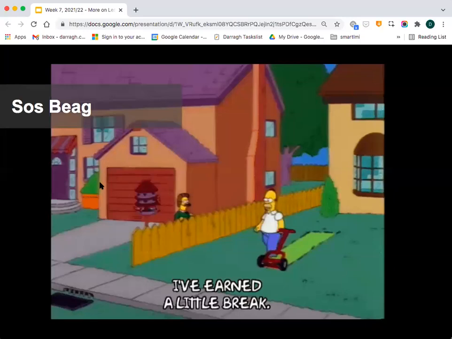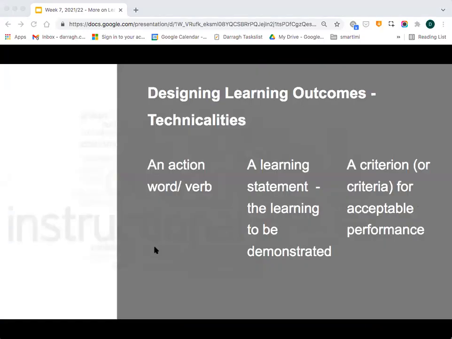And I guess the main element where Bloom's taxonomy comes into play, particularly with a view to formal education and higher education institutions, is when you're talking about designing a learning outcome. So we know, for example, that writing a good learning outcome involves an action word or verb, the learning to be demonstrated, and also a criterion for acceptable performance.